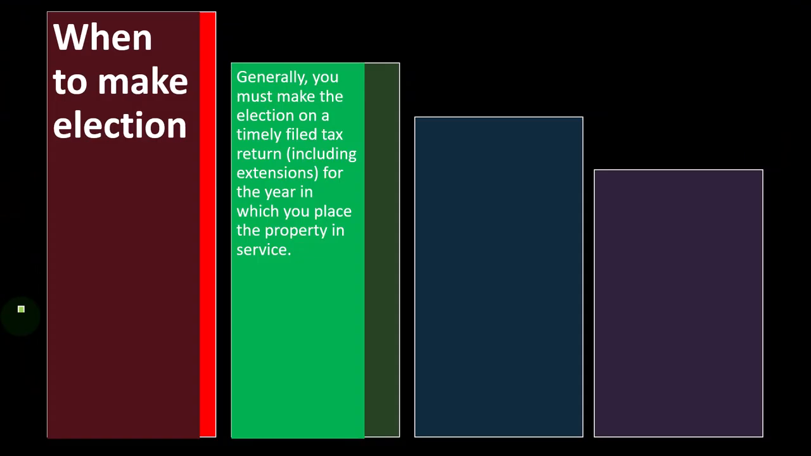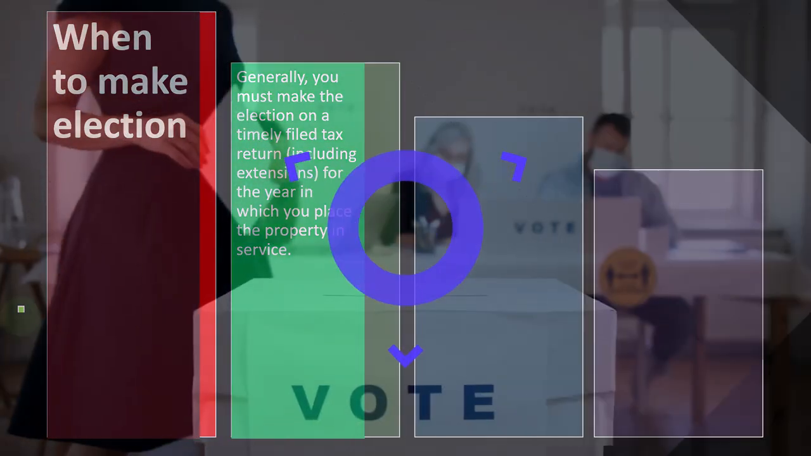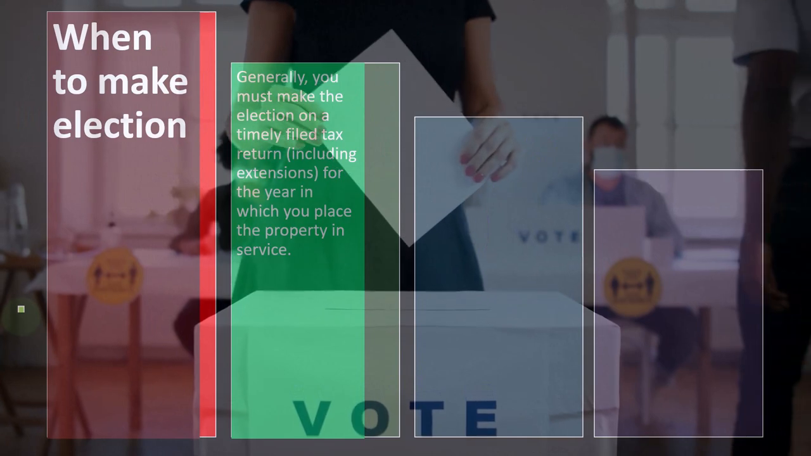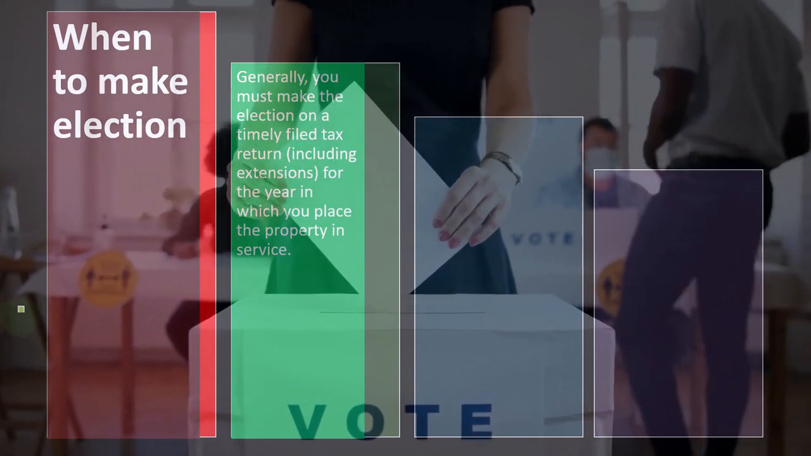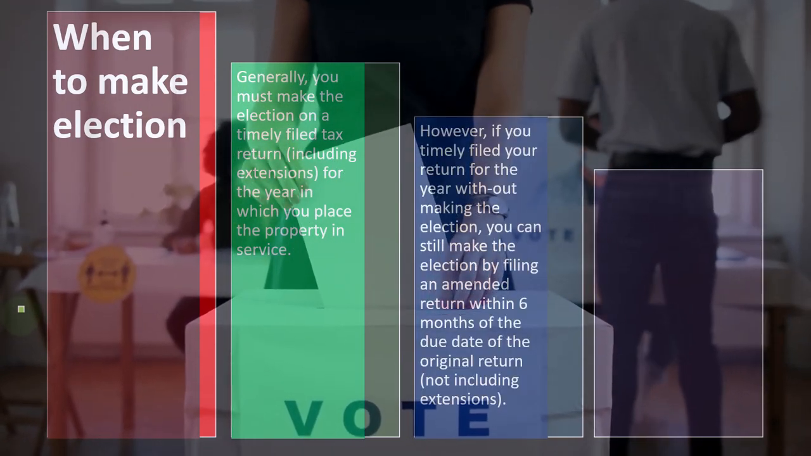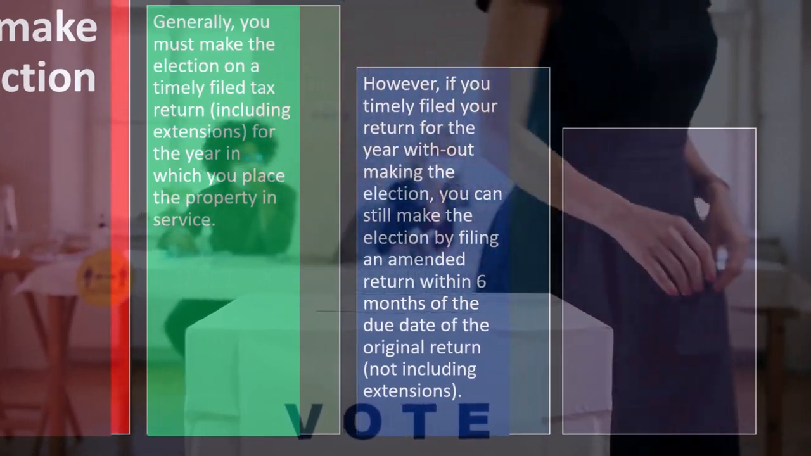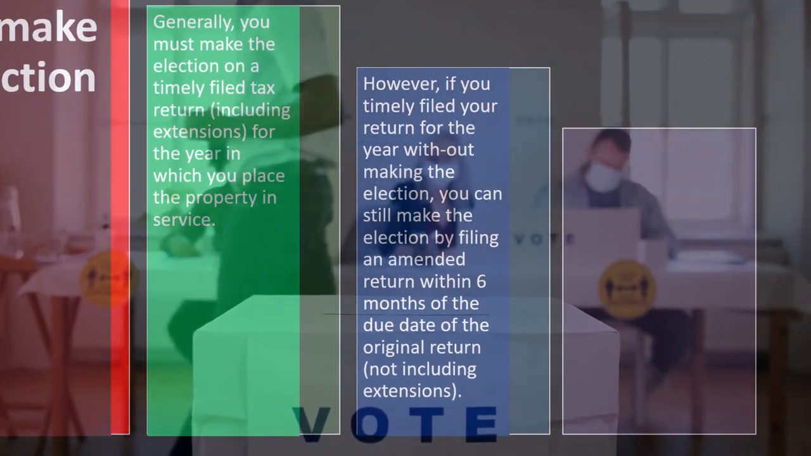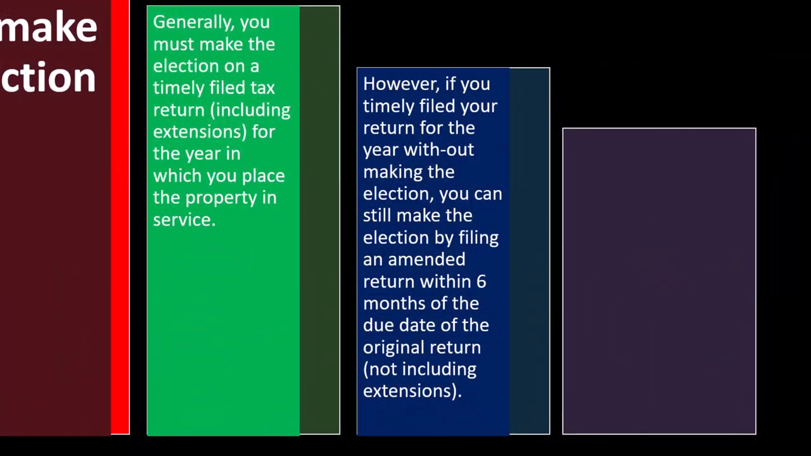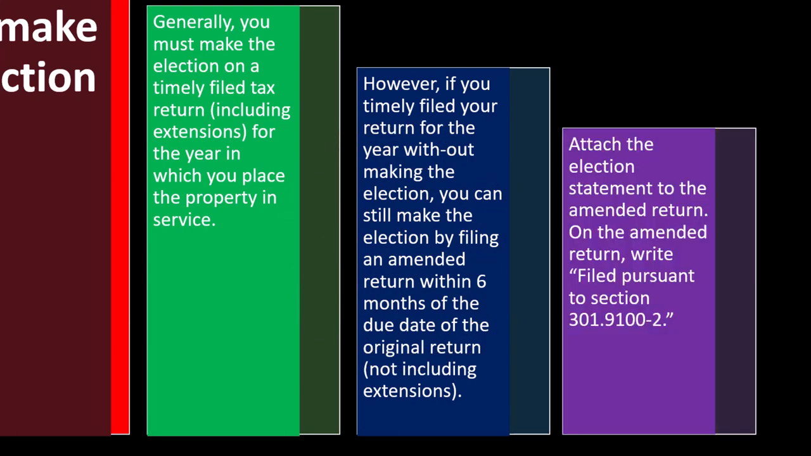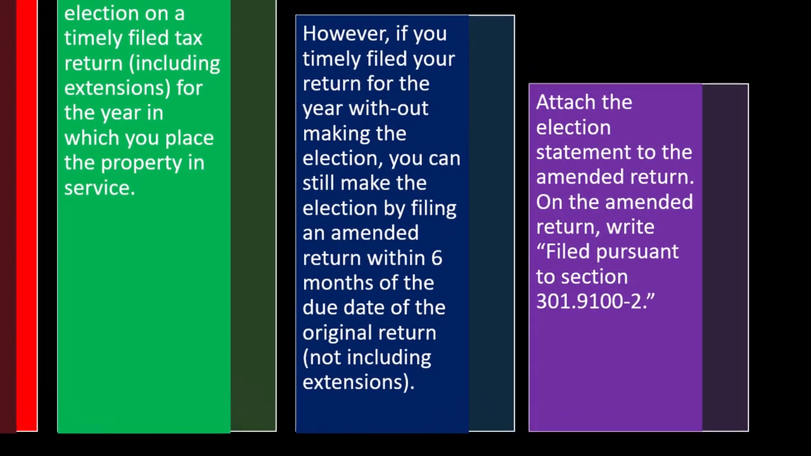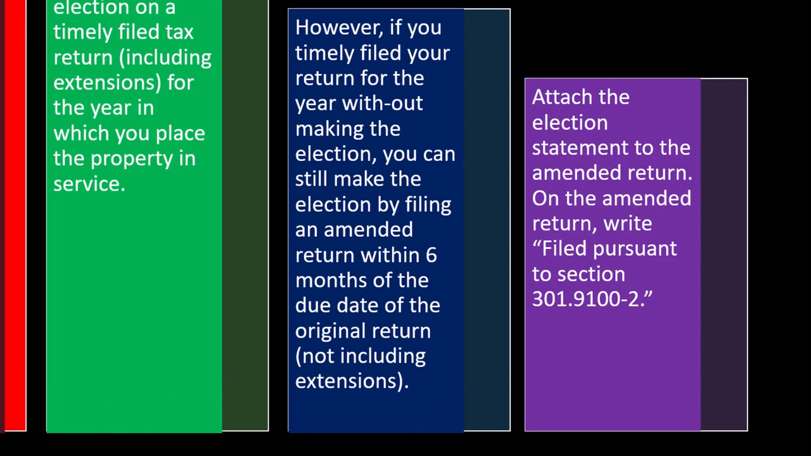So when to make the election? Generally, you make the election on a timely filed tax return, including extensions, for the year in which you place the property in service. However, if you timely filed your return for the year without making the election, you can still make the election by filing an amended return within 6 months of the due date of the original return, not including extensions. Attach the election statement to the amended return.